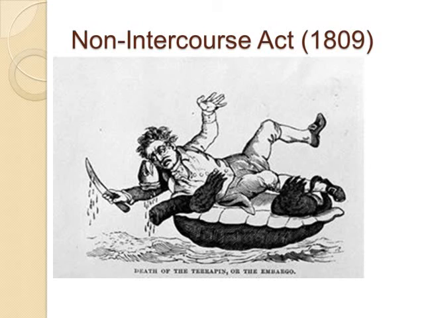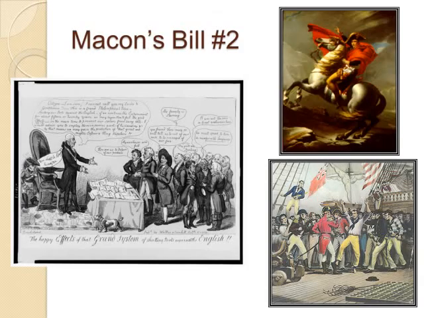By the way, what's happening in this cartoon? Yeah, he's cutting off the head of the snapping turtle. And we're like, but the Non-Intercourse Act was cool, but that's not really working out for us. So how about Macon's Bill number 2? And in this one, it gets a little bit complicated, though. But it says, whichever country stops attacking us first, we will trade with them and embargo their enemy. But if both countries agree to trade with us, then we will trade with both equally and openly.